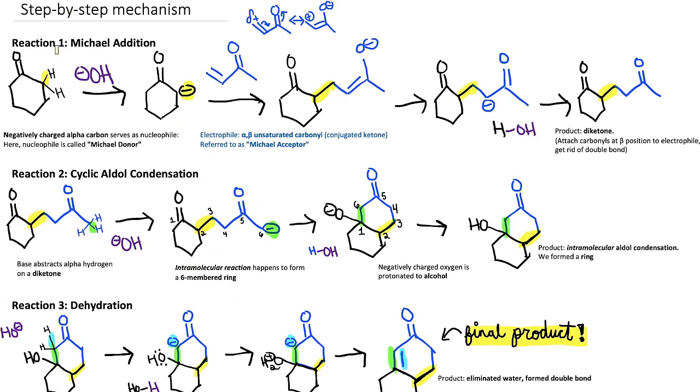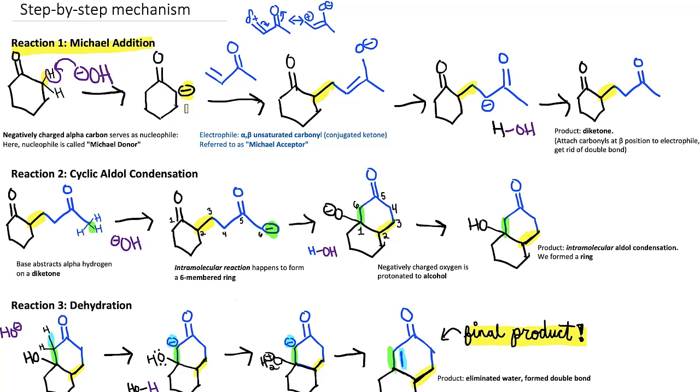So Robinson annulation is going to happen in three steps. The first step being Michael addition. The first thing that's going to happen with any chapter 22 reaction in general is we're going to have a base abstract our alpha hydrogen, leaving this carbon behind with a negative charge. This negatively charged carbon is a good nucleophile, which in Michael addition, nucleophiles are referred to as Michael donors, because they donate electrons towards our electrophiles, which are called Michael acceptors.